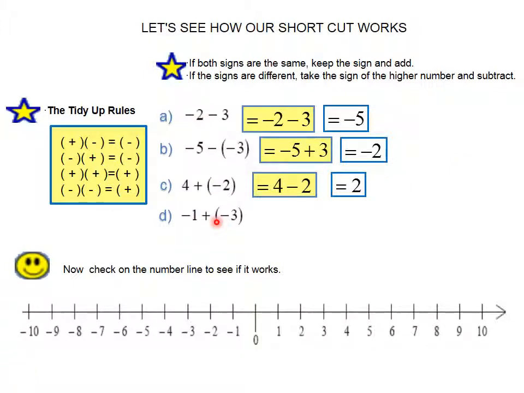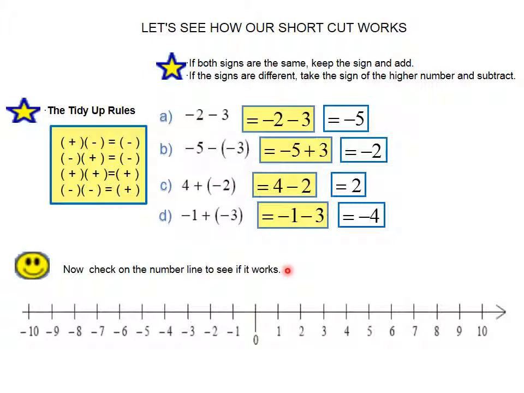Part D, positive and negative should be a negative, so we'll tidy up the middle so it looks like -1 and -3. Both the signs are the same, so we'll keep the negative sign and we'll just simply add 1 and 3. That's -4. Now let's check on the number line to see if these answers are actually correct using our hot and cold.